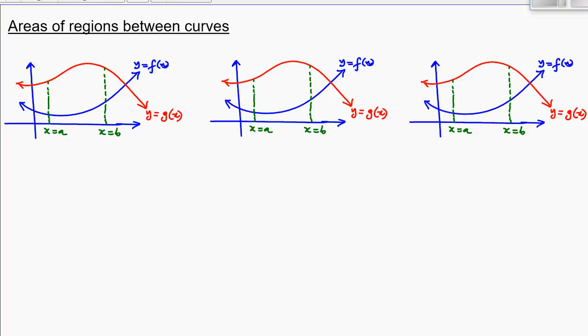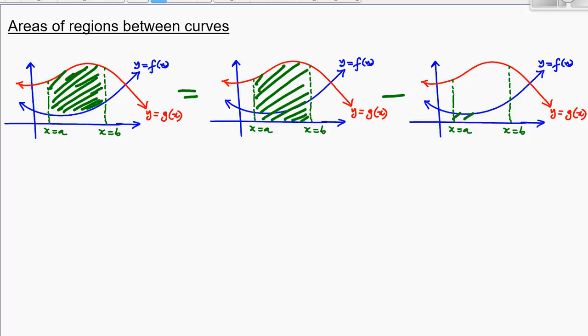In this video, I'm going to look at areas of regions between curves. Now, suppose my goal is to find the area between these two curves. That will be equal to the area under this curve minus the area under this curve. So the area under g of x minus the area under f of x will give me the area between the curves.